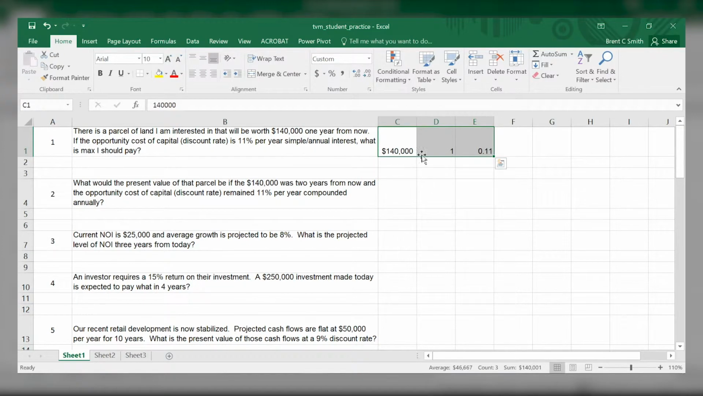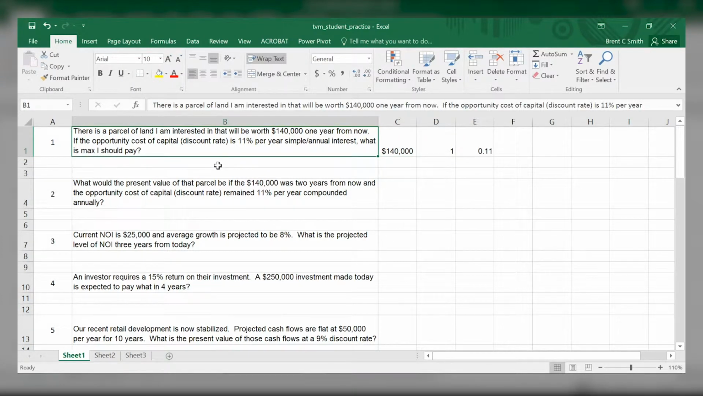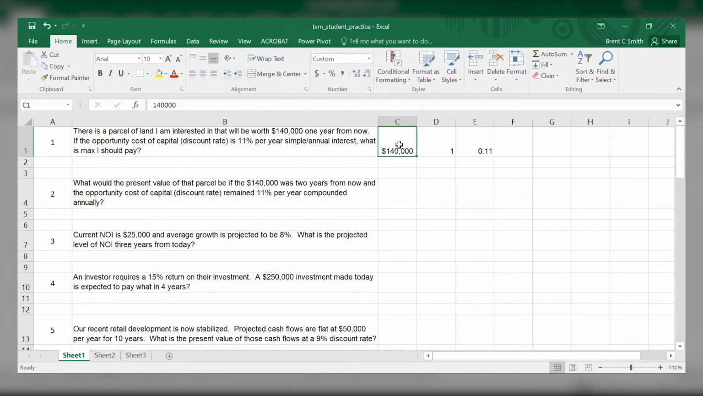So I've already entered these numbers, and I'll show you why in just a moment. Reading it with you, it says there's a parcel of land I am interested in that's going to be worth $140,000 1 year from now. So there's a bit of information, and I've entered it in that cell, and that is the $140,000. I've also entered 1 because it says 1 year from now, so that's the number of periods, of course. The opportunity cost of capital, or the discount rate, is 11% per year, and that's entered here as 11%, another bit of information. And then the question is what I should pay.